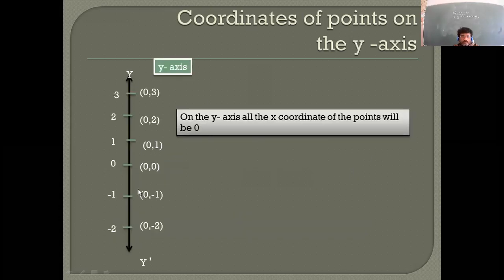Next, this is the y-axis, y here, y dash here. If you look at the points (0, 3), (0, 2), (0, 1), (0, 0), (0, -1), (0, -2), every point on the y-axis has its x coordinate as 0. If 0 is coming at the start, you have to think that the point is on the y-axis.